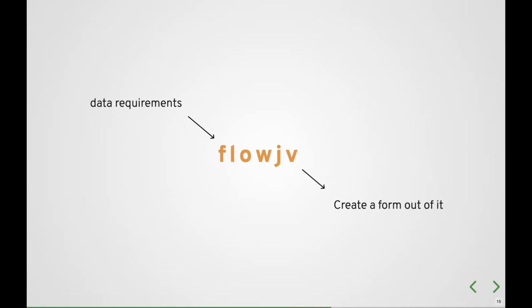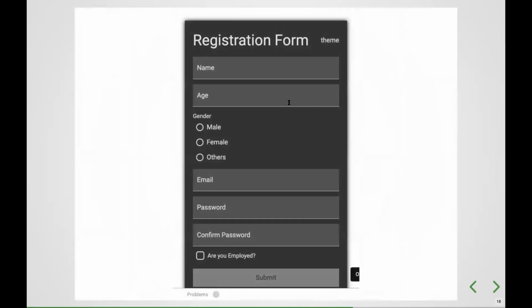Like, given some data requirements, creating a form out of it. Talking about this in thin air doesn't make sense, right? So let us have this small demo, which creates a registration form for us like this. Okay, this is prepared using FlowJV. FlowJV has inbuilt theming support, and it also has UI bindings for React basically.